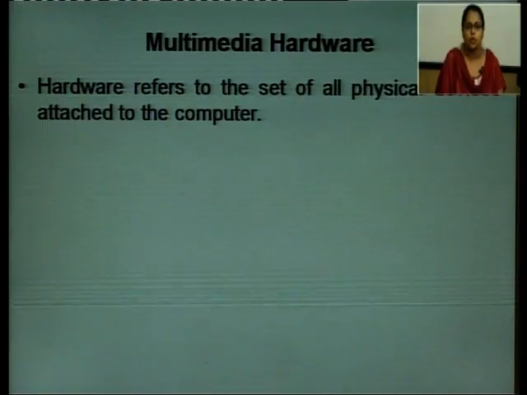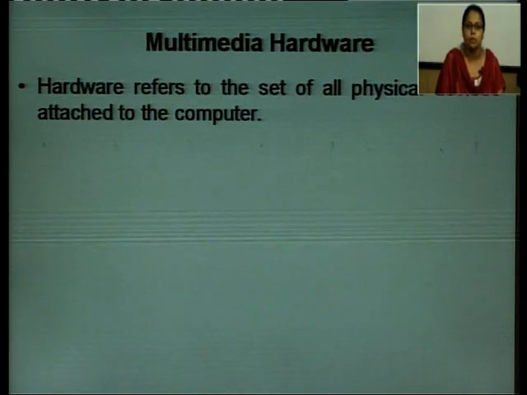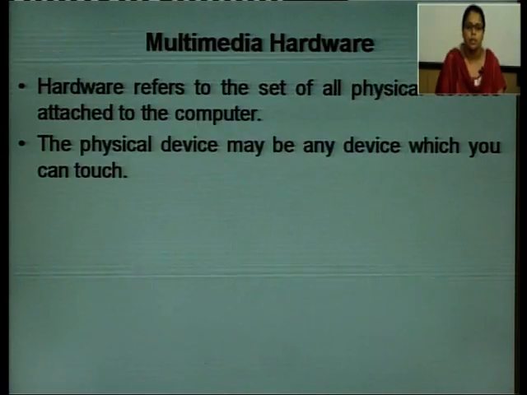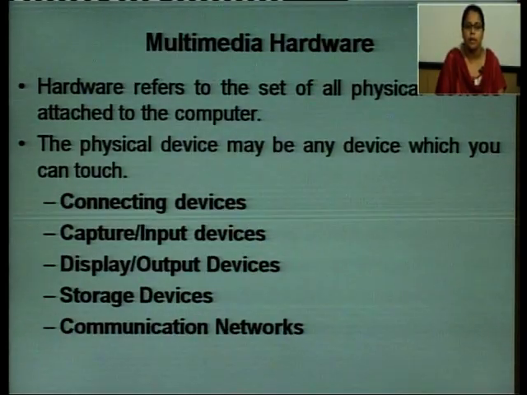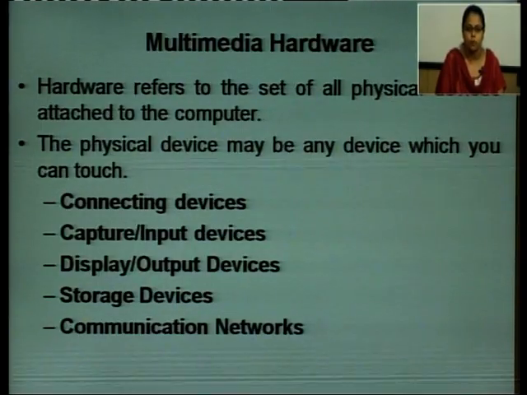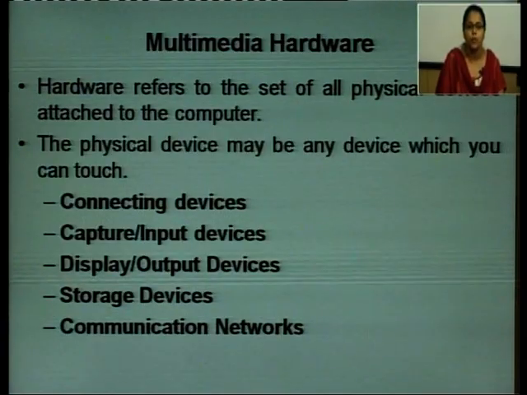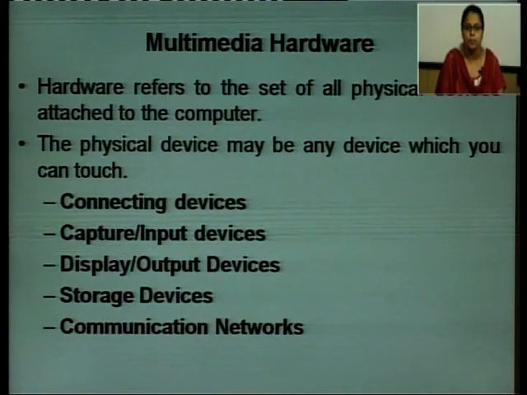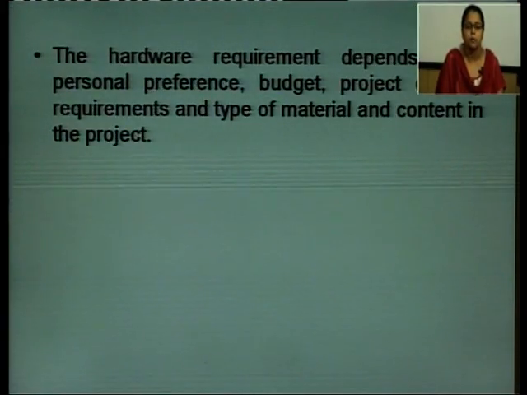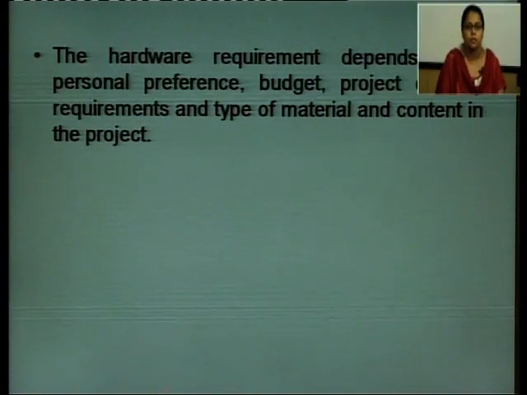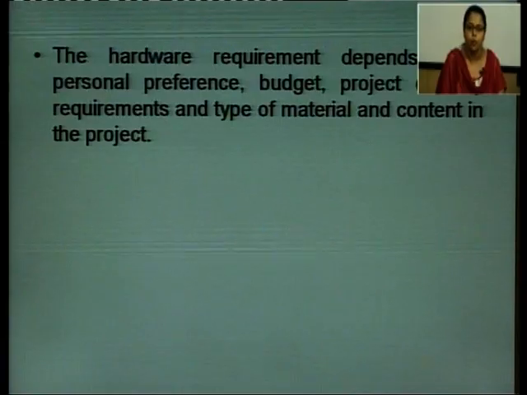Hardware refers to the set of all physical devices attached to the computer. The physical device may be any device which you can touch. So, in multimedia systems, the hardware components can be classified into 5 categories. These are connecting devices, capture or input devices, display or output devices, then storage devices, and finally the communication networks or communicating devices. The hardware requirement in multimedia projects actually depends upon the personal preference, budget of your project, project delivery requirements, and the type of content and material which is present in your multimedia project.